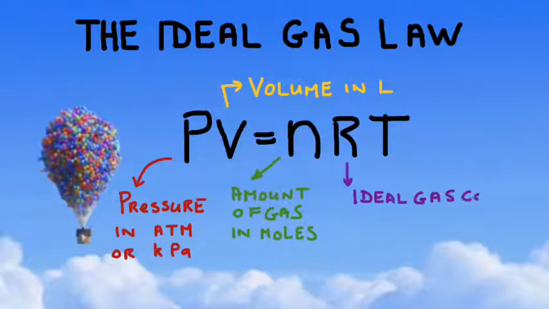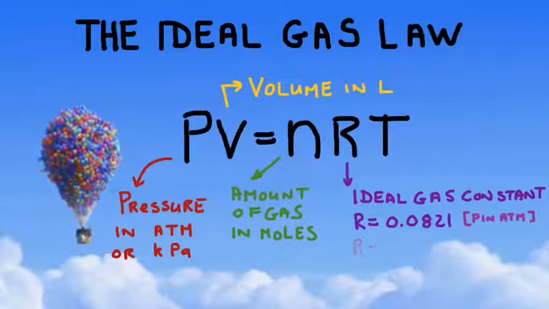Its value varies depending upon the pressure units that you use. If you're in atmospheres, the value is 0.0821. If you're in kPa, then the value of R is 8.31. Finally, T is the temperature, and that, as always, has to be measured in Kelvin.